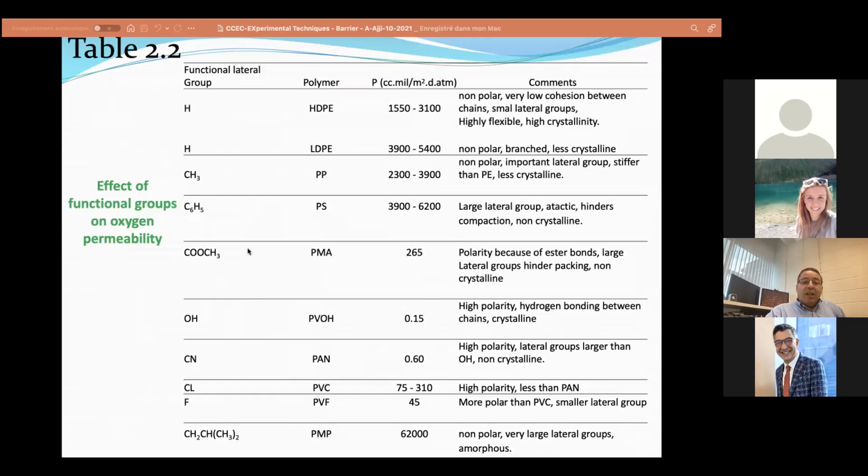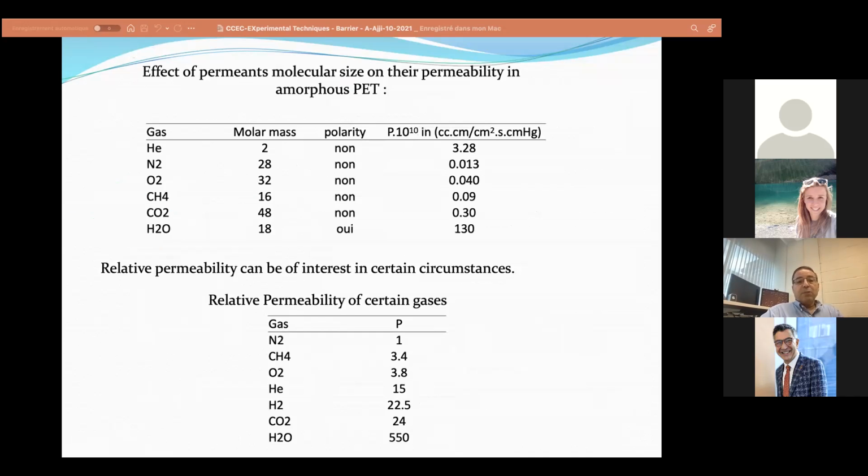But if you go to some polar materials like PVOH, where you have OH here as a lateral group, you see the value is quite small. Because of interaction between oxygen and the OH, it retards or hinders the diffusion of oxygen through this polymer. If you have a large group that is non-polar, like in this case a PMP, you have even higher permeabilities than for hydrogen. And so on. You can find these for different polymers tabulated in various textbooks.